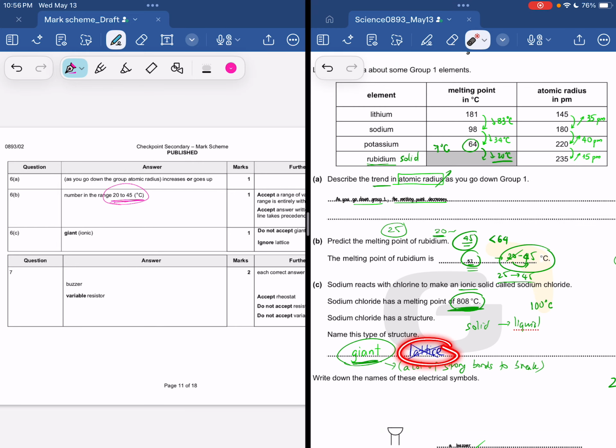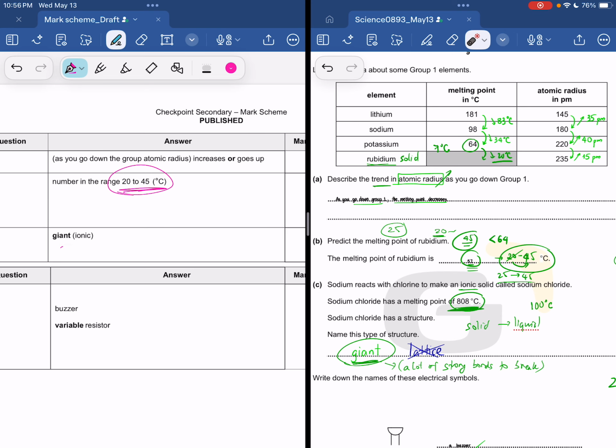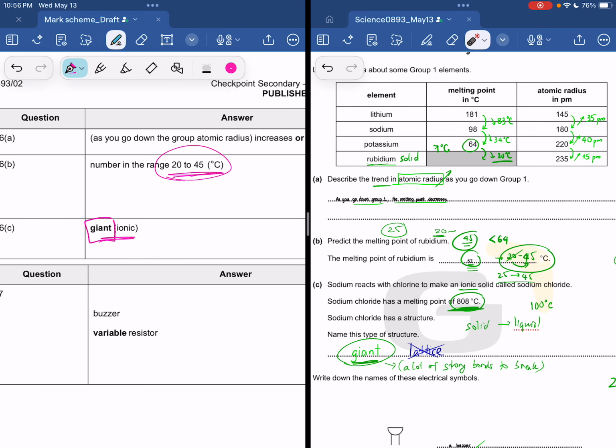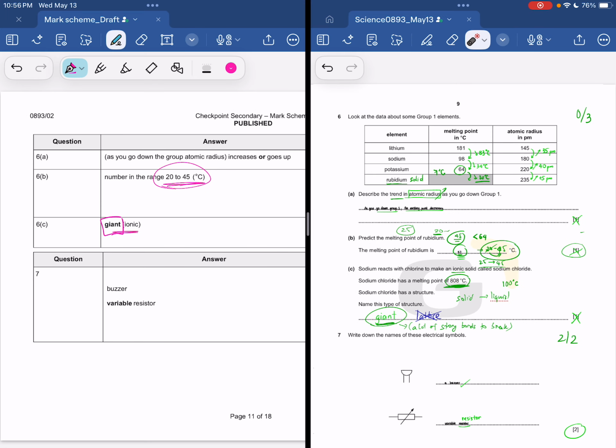Because lattice structure is also lithium, it's also sodium, it's also potassium, it's also rubidium. Lattice is basically the very basic structure for solid. So if you mention the word lattice, it does not count. If you mention ionic, then yes, but the important thing is that you should have the word giant, okay? Giant is the keyword to earn this 1 point. Okay, so that's about chemistry again.